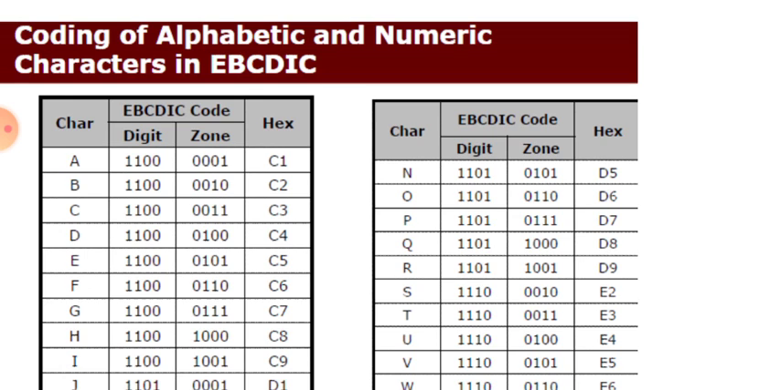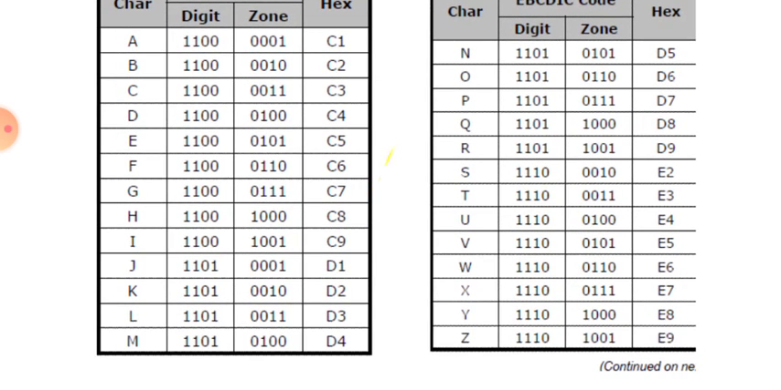Similarly, character B is represented as 1100 in the digit bits and 0010 in the zone bits. The digit combination 1100 again makes 12, which is represented as C, because 10 is A, 11 is B and 12 is C. Similarly, in the zone bits 0010 is equivalent to 2. Hence, character B in EBCDIC code is represented as C2. Similarly, other characters, you can just go through this chart.